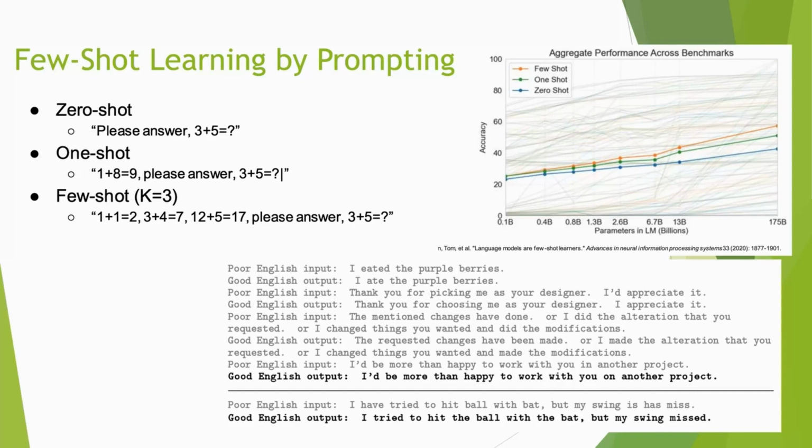And then few shots. So look at the graph on the right-hand side. On the x-axis, it has the size of the models, and on the y-axis, it has the accuracy. You can see that the three lines, few shot, one shot, and zero shot, all perform really bad when the model is small, and that it changes drastically when the model goes up to 170 billion parameters. And this is what we wanted to say.